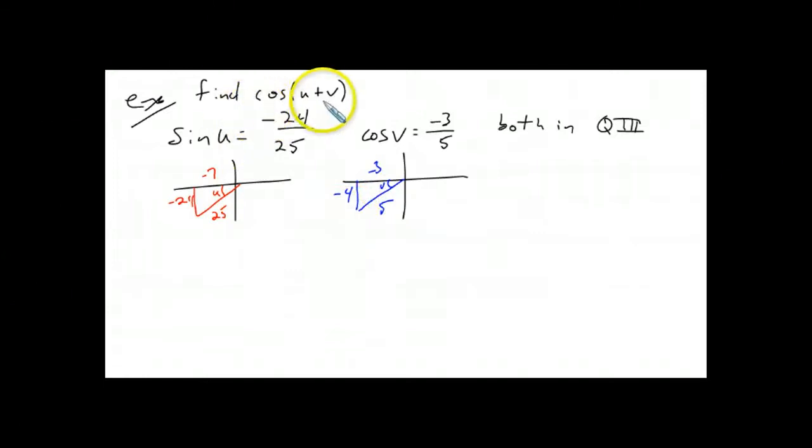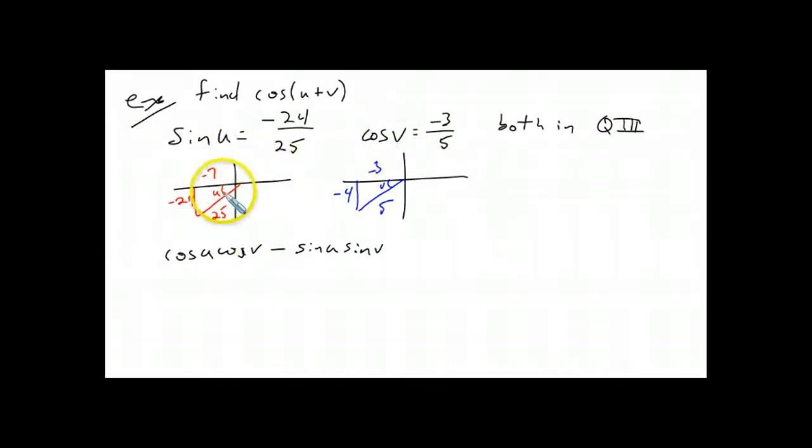So if I want to find cosine of u plus v, I don't know how to add these angles together, but I do have the identity that says cosine of u cosine v, and minus sine u sine v. Okay, so cosine of u, look at your u. Also, well, no, it doesn't give it to us.